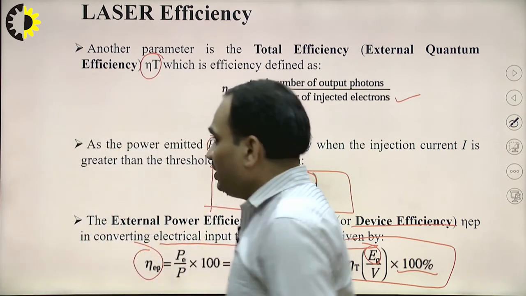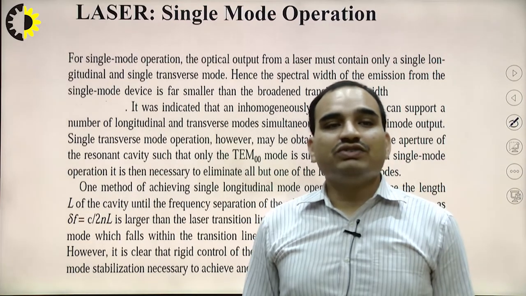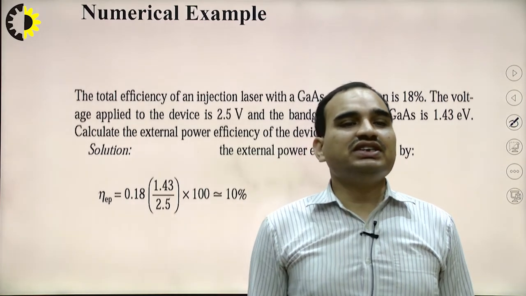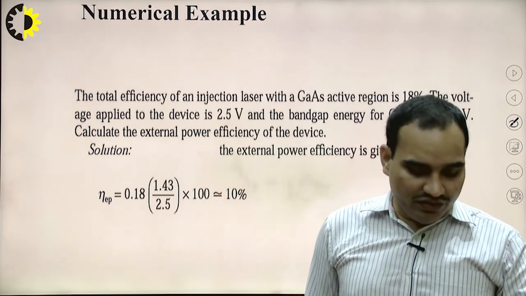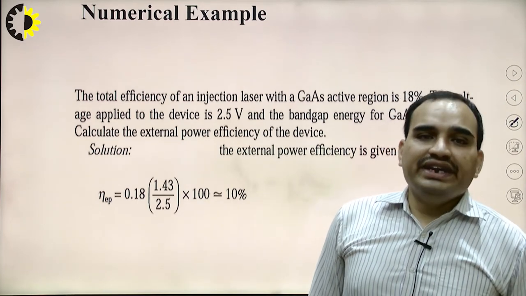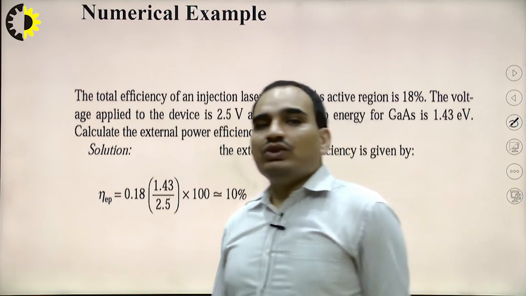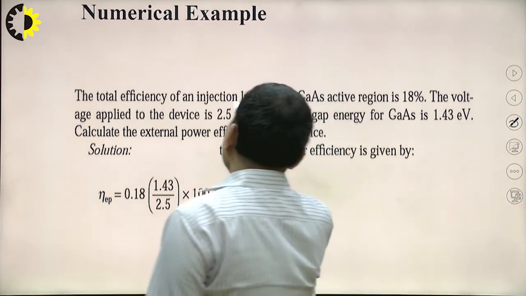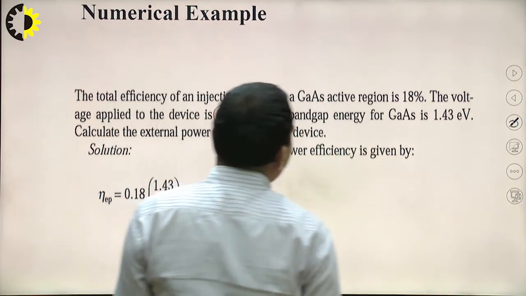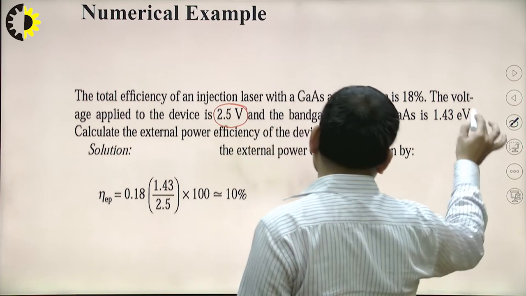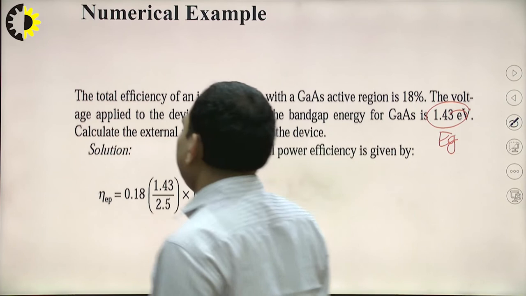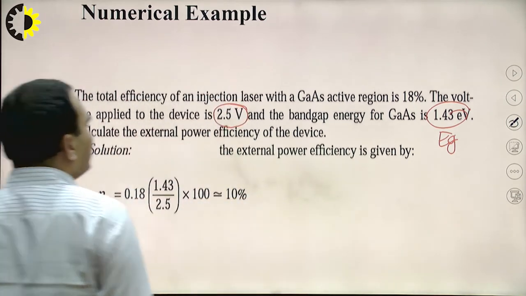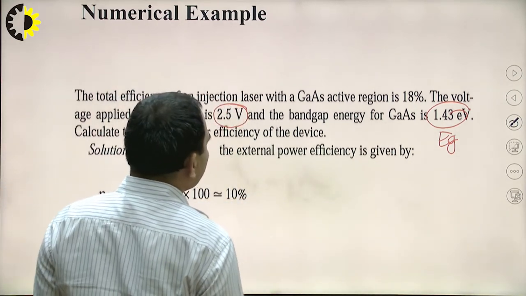Here is one numerical based on this. The total efficiency of the injection laser with a gallium arsenide active region is 18%, the applied voltage to the device is 2.5 volts, and the band gap energy for gallium arsenide, Eg, is 1.43 electron volts. Calculate the external power efficiency of the device.